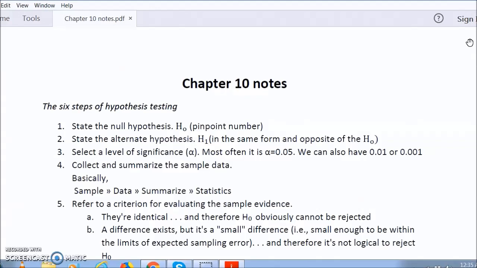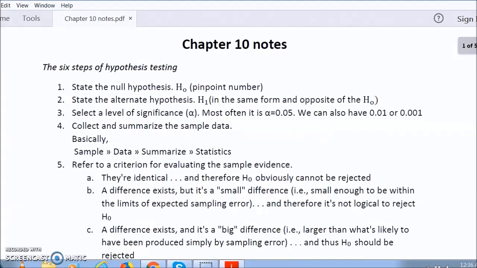the 6 steps of hypothesis testing that are being talked about. So the first one is state your null hypothesis. Remember that the null hypothesis relates to a pinpoint value. It could be a 0 or anything else.